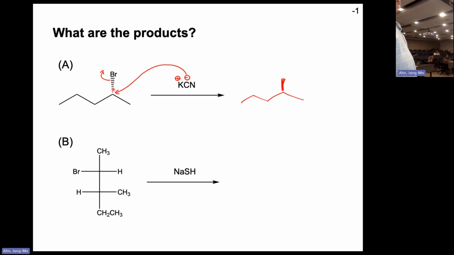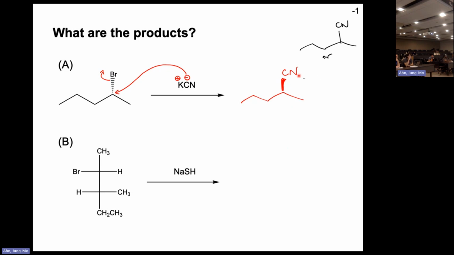But one thing that I want to show is, yes, this bromine is going to be replaced by the cyanide. So you get that. But not only that, this dash changes to a wedge, because the cyanide attacked from the top side, because that bromine was sitting on the bottom side. Cyanide attacked from the top, bromine leaves the other way, so the cyanide is going to stay on the top side of the molecule.